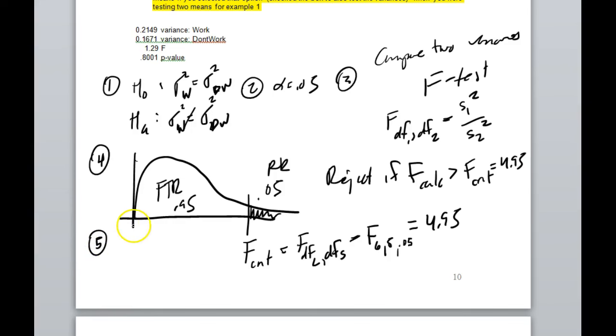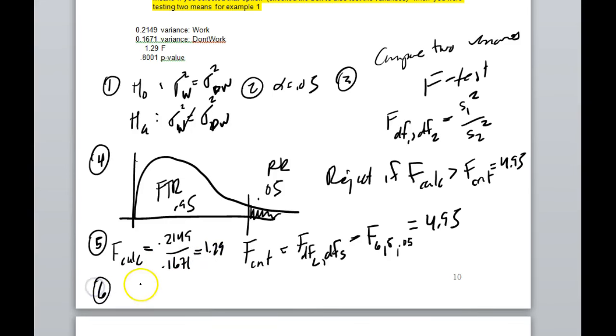And what is our F calc? Well, I guess we can show the calculation, or we can just show it up here. So it already calculated it for us, but I'll just show you how to do it. So we know that our F calc is 1.29, but that is just our variance for work, which is 0.2149, divided by our variance for don't work, which is 0.1671. And that's going to equal 1.29. So that's our F calc.